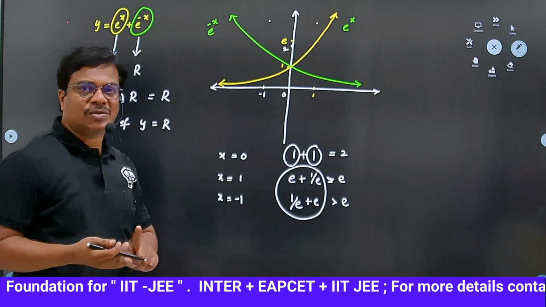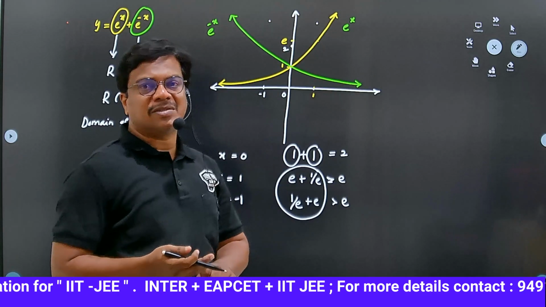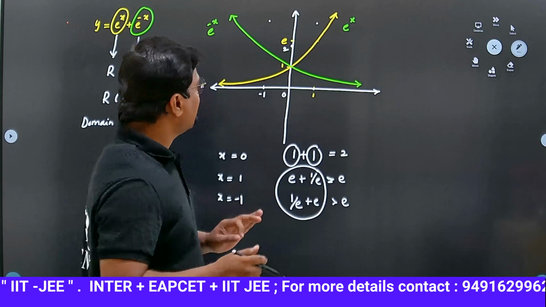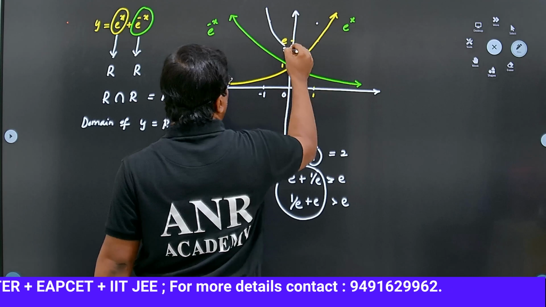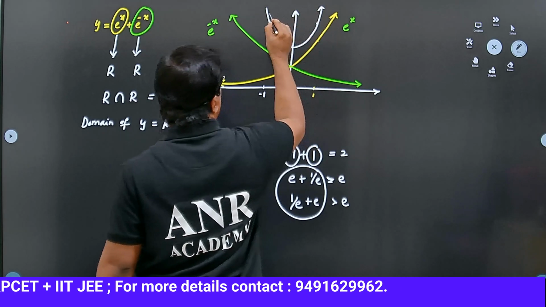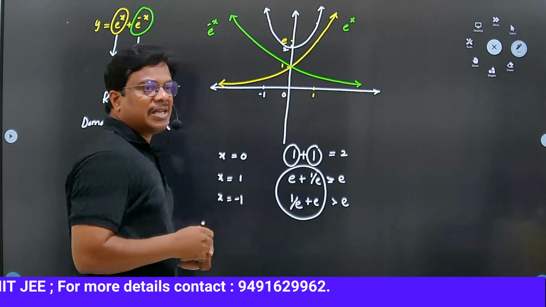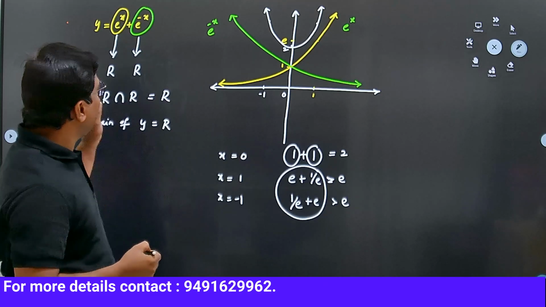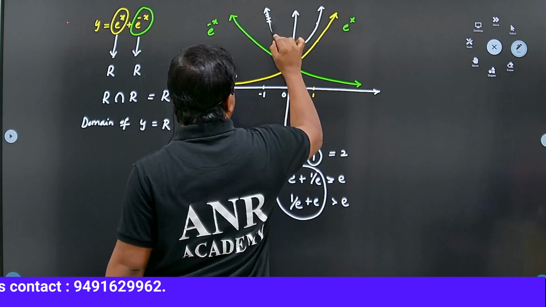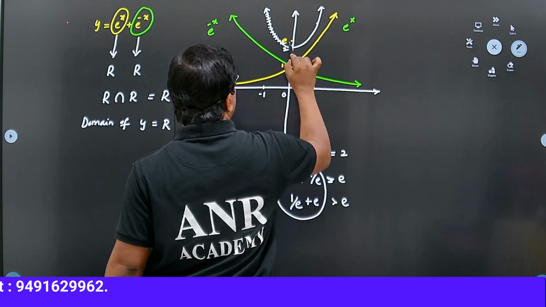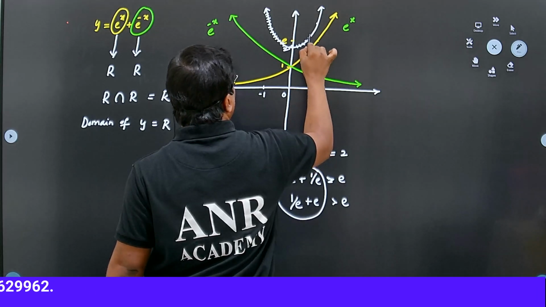So for positive values of x and negative values of x, the output is the same, and joining all these points, we get the graph this way. This is the graph of the combination of the two, y equal to e power x plus e power minus x. This one is the graph. This shaded portion indicates the combination of these two.